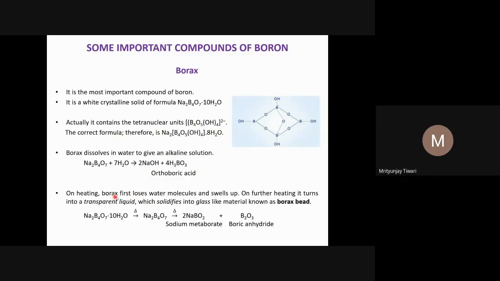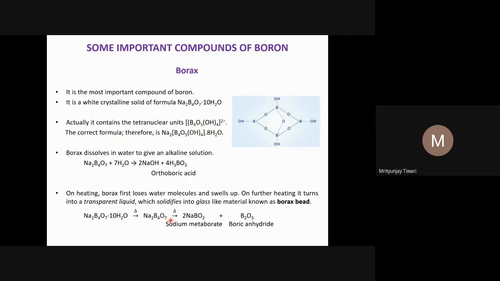Now on heating, borax first loses its water and swells up. Once the borax Na2B4O7 10H2O is heated, initially these 10 water molecules will go away. Once these 10 water molecules are gone, Na2B4O7 is formed, which means the anhydrous borax.